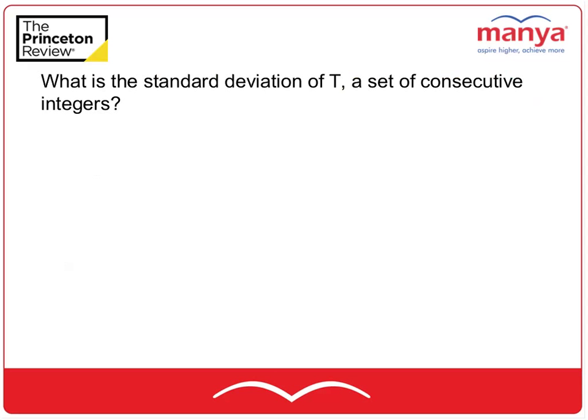So now, what is the standard deviation of t, a set of consecutive integers? So what do we know about the set? The first statement says t has 15 elements. And the second statement says the median value of the set t is 12. So this is a data sufficiency question. First, what did I say? Understand the question. It is nothing but a set of consecutive integers.